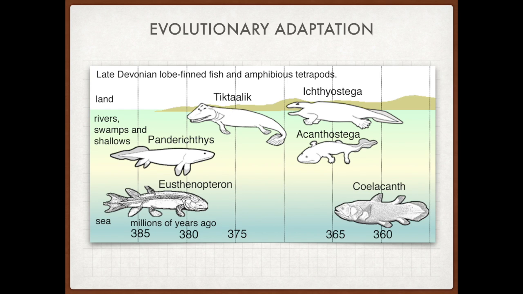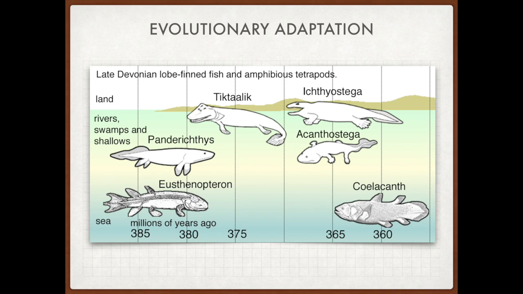And evolutionary adaptation is the last of our qualities of living organisms. What we can see in this image here is some renderings of different types of fossils from the ancient past. You can see we're looking back on the order of 385 million years ago. If you look at the bottom left of this image, up until about 360 million years ago. And these pictures of things that have long, complicated names like Eusthenopteron, Panderichthyes, Tiktaalik, Ichthyostega, Acanthostega, and Coelacanth. These are all organisms that we have found through the fossil record.